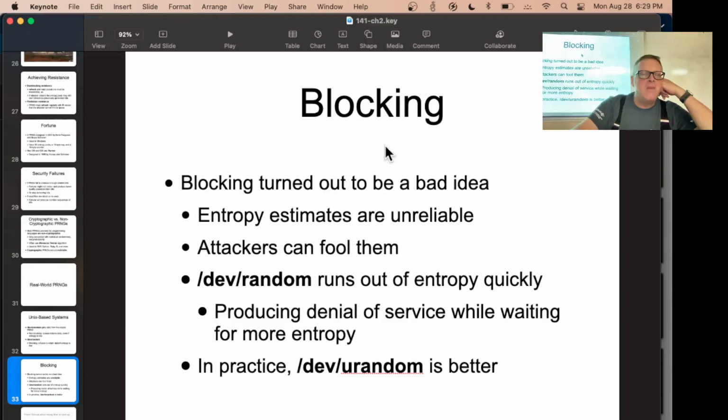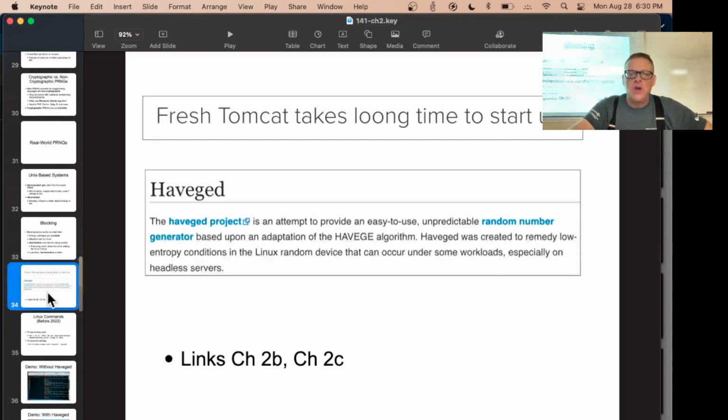Blocking, they say, turned out to be a bad idea. It sounds like a good idea to stop producing random numbers when you don't have enough entropy, but in fact the entropy estimate is unreliable and attackers can use up the entropy to create this blocking condition. And so people decided in practice the other one is better, that just keeps giving you numbers even if the entropy pool is too small.